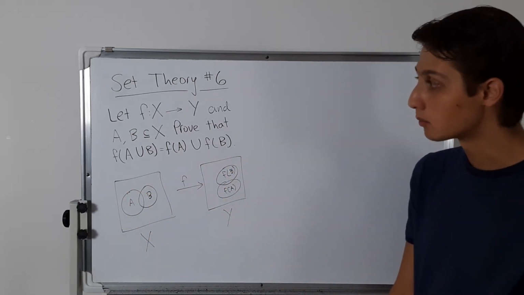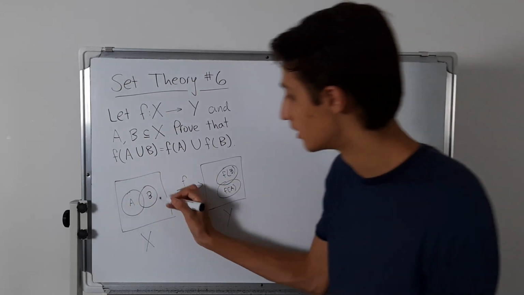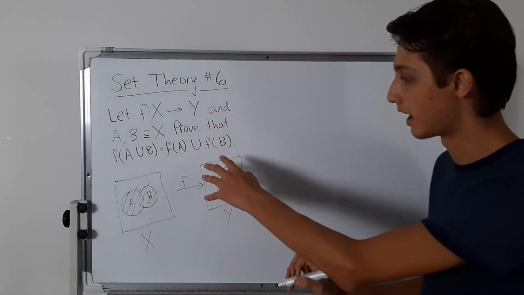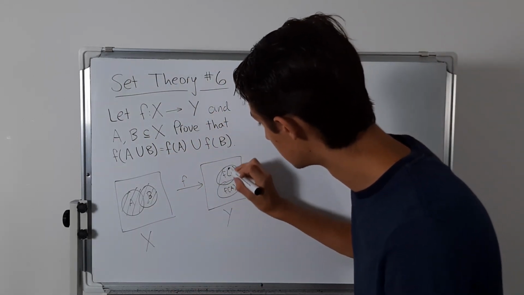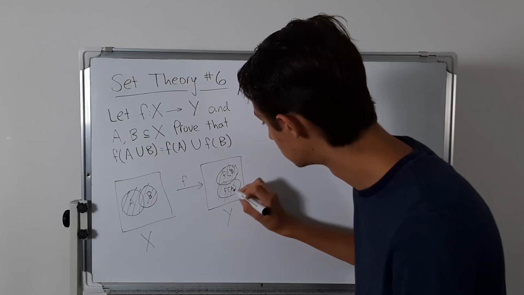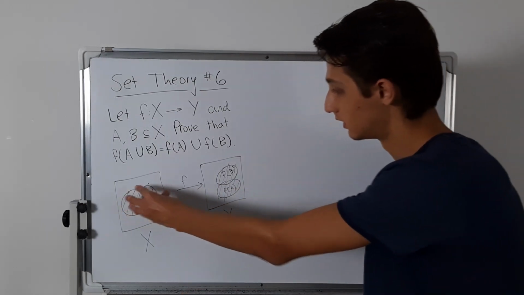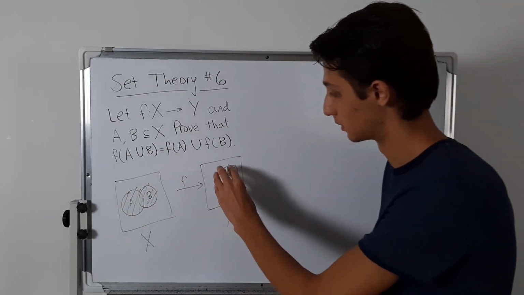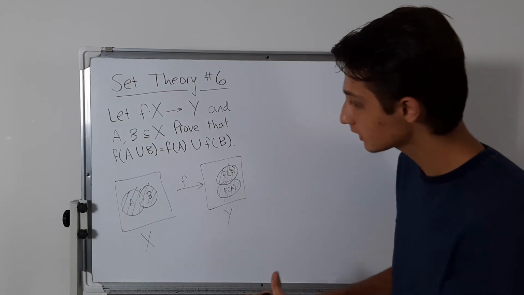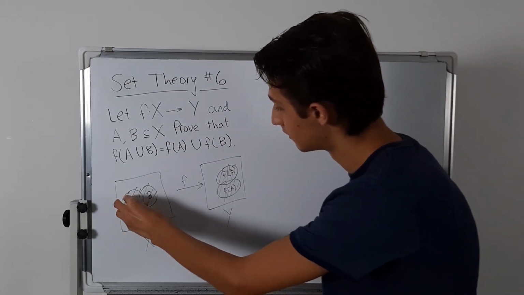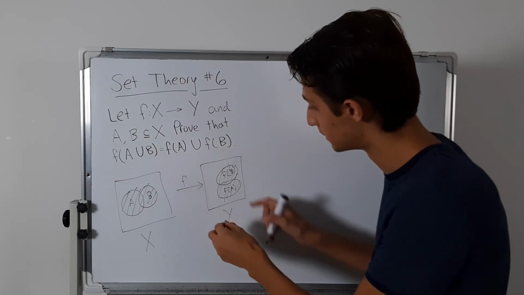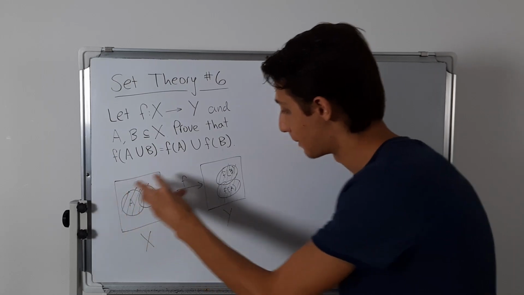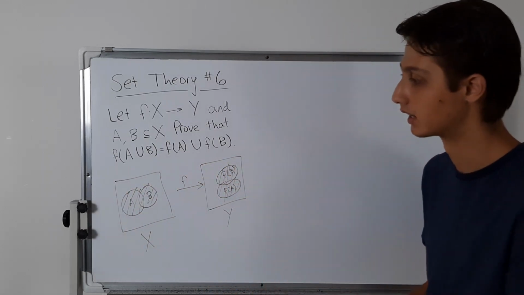So what I claim is that f of A union B, which is this whole set, is equal to f of A union f of B. So this is equal to this, essentially. We can think of f of A, which is this, union f of B, so their union is the same as if I took A union B and I mapped that onto here. So that's what I'm saying.